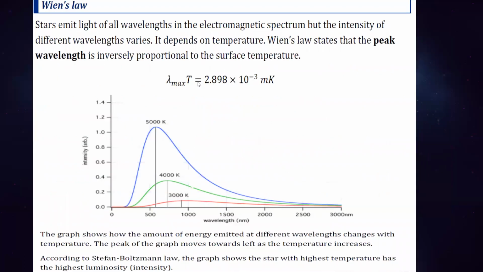So Wien's displacement law, what is Wien's displacement law? It is actually a relation between the flux, or you can also say luminosity, and the wavelength. So what happens if we are observing any star? For example, we are observing the sun.